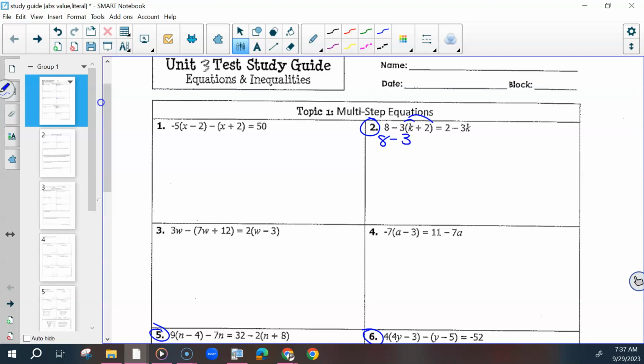So 8 minus 3k minus 6 equals 2 minus 3k. What would be our next step? So we could do that. We could also do something on this side. Combine the left hand: the 8 and the 6, subtract.